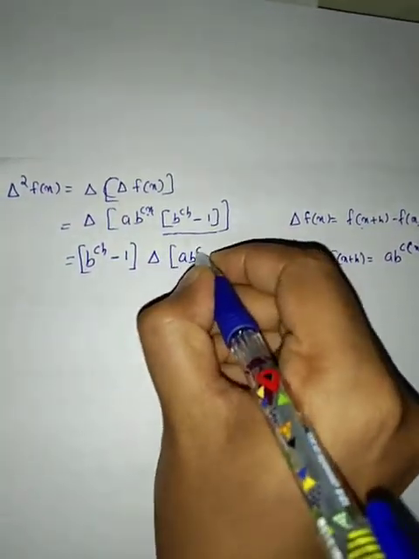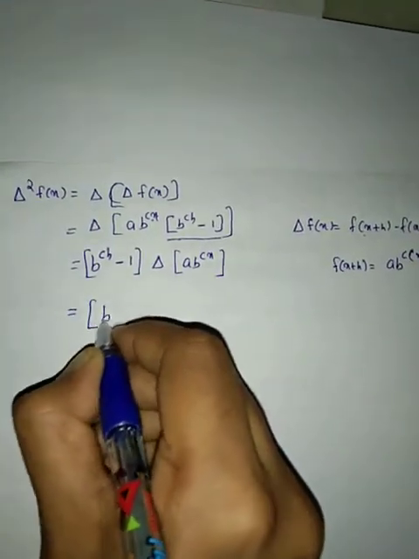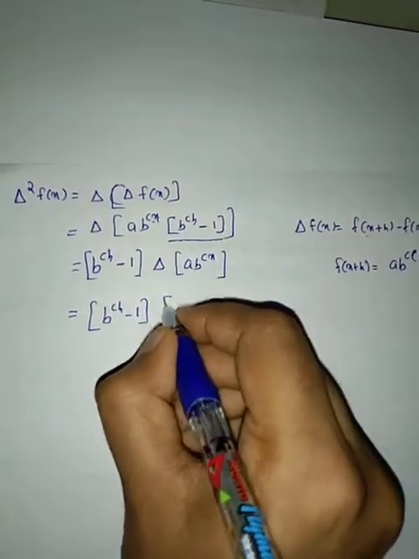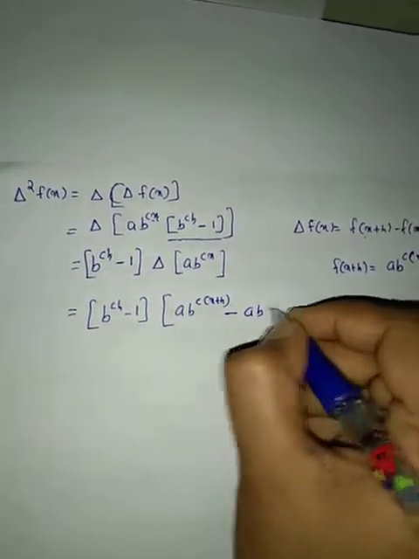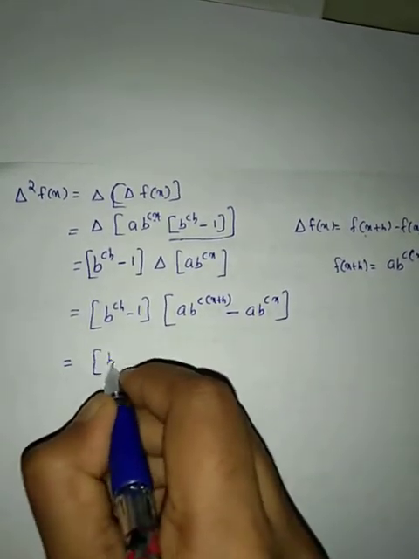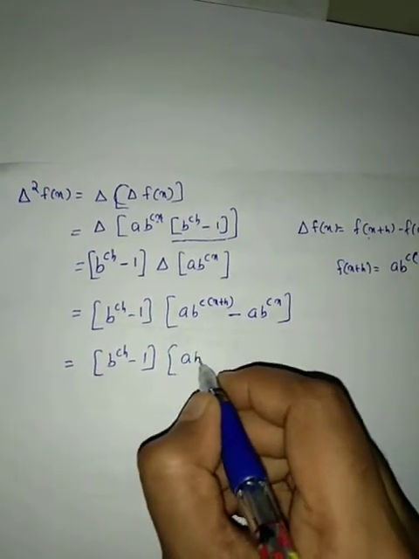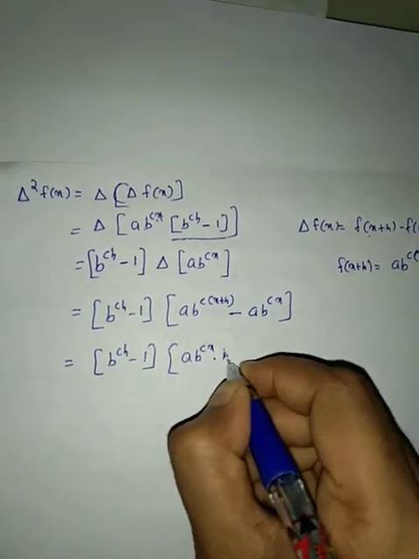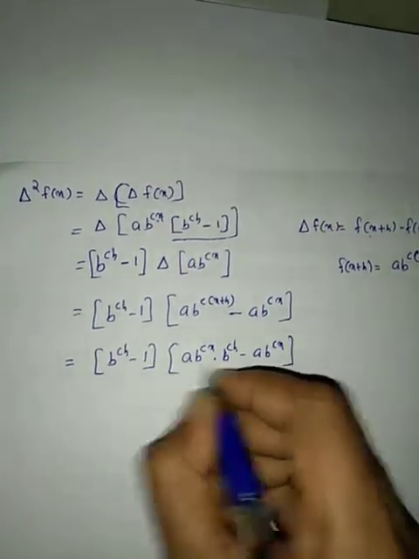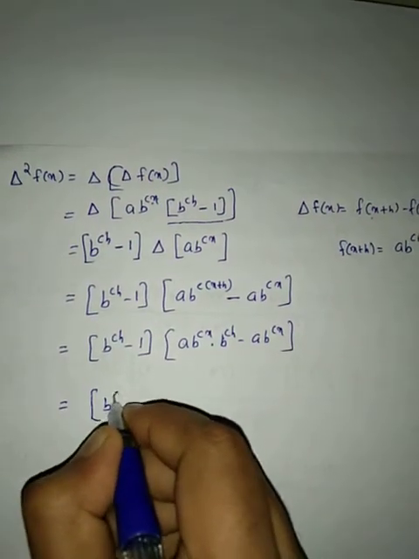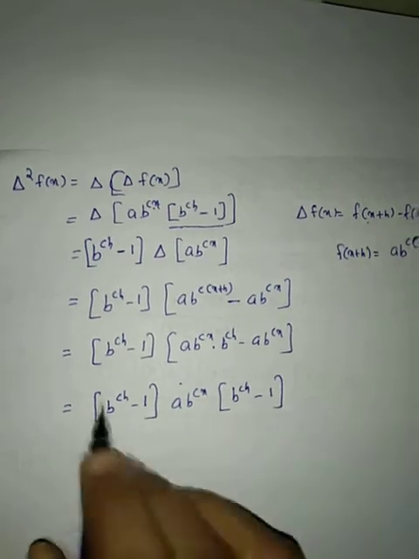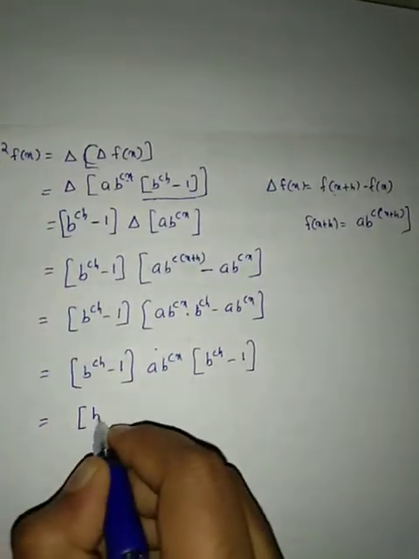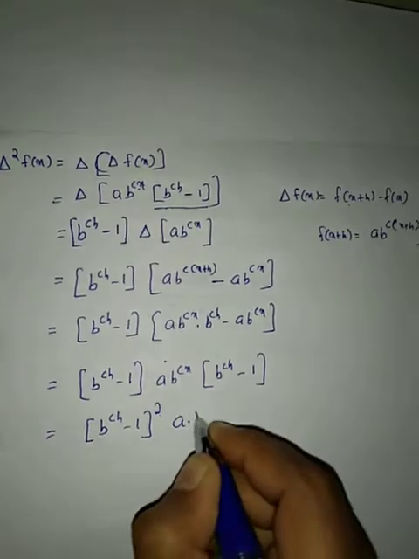Delta a b raised to cx, then b raised to ch minus 1. Delta a b raised to cx means a b raised to c x plus h minus a into b raised to cx, times b raised to ch minus 1. So a b raised to cx into b raised to ch minus a b raised to cx. So a b raised to cx is common. So outside we get b raised to ch minus 1, a b raised to cx, b raised to ch minus 1. Again b raised to ch minus 1. Then combining these two, we get b raised to ch minus 1 whole square a into b raised to cx. So that is delta square f of x.